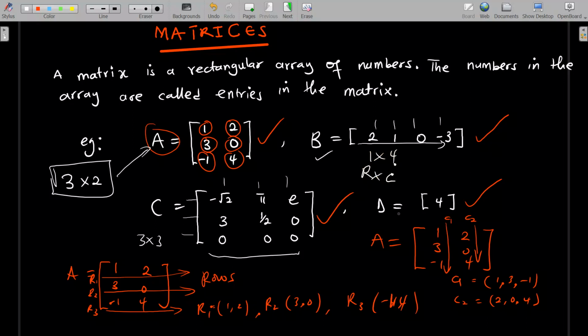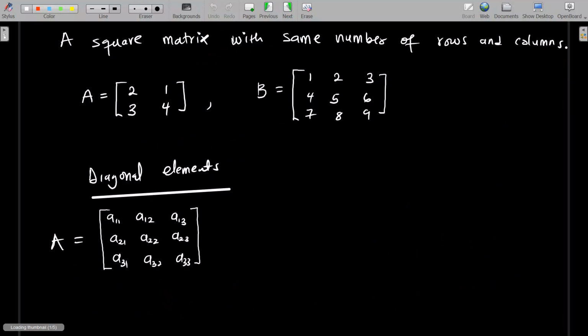When you come to the matrix D, how many rows? You have 1. How many columns? You have 1. So I have a 1 by 1 matrix. And all 1 by 1 matrices are constants or scalars. So every scalar is a 1 by 1 matrix. That's how you can take it.